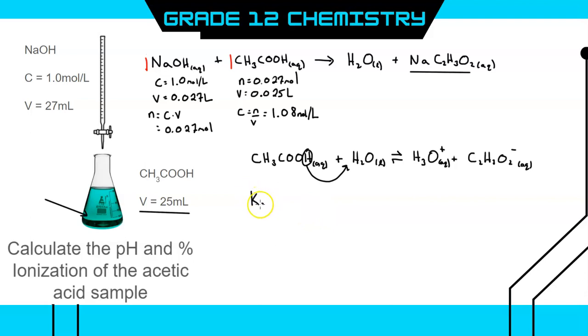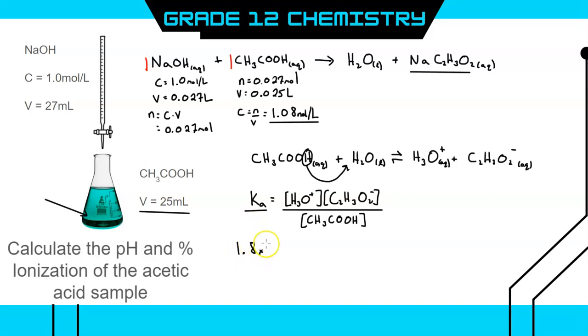And now from here we can write our equilibrium law. So we have our acid constant, Ka, is equal to the concentrations of the products, hydronium and acetate, divided by our reactant, which is our acetic acid. We can also look up what the equilibrium constant is for acetic acid, which turns out to be 1.8 times 10 to the negative 5.